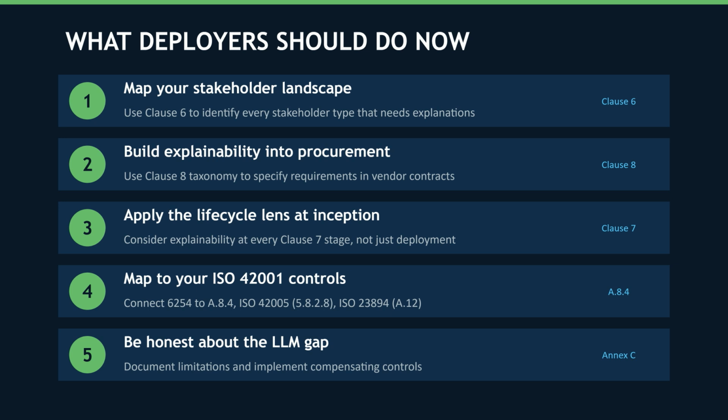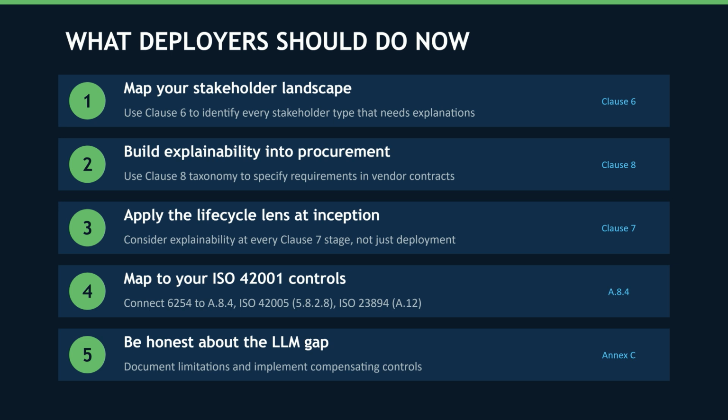So here are 5 things deployers should do right now. Number 1, use Clause 6 to map your stakeholder landscape. Before you worry about methods and tools, identify every stakeholder type that needs explanations from your AI systems. Write down what they actually need to understand. This costs nothing and it's the most impactful thing you can do.